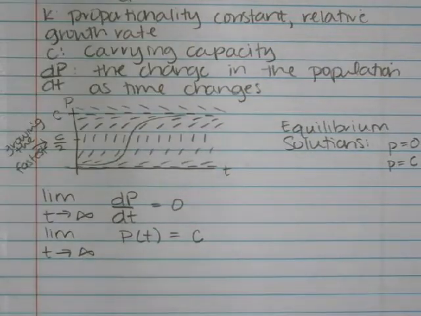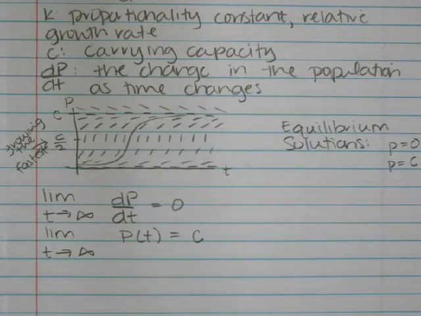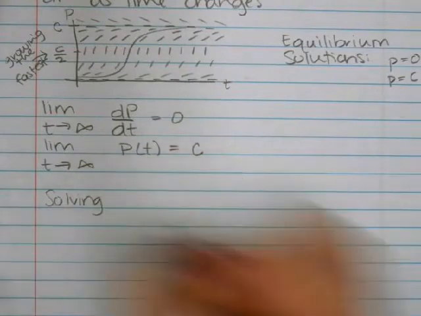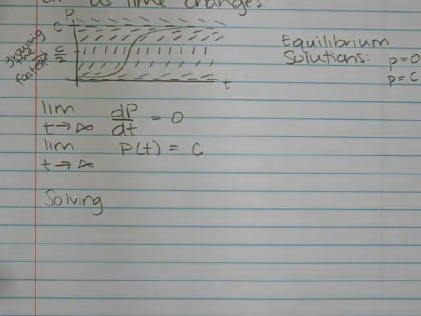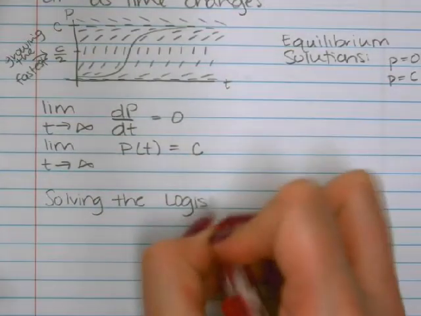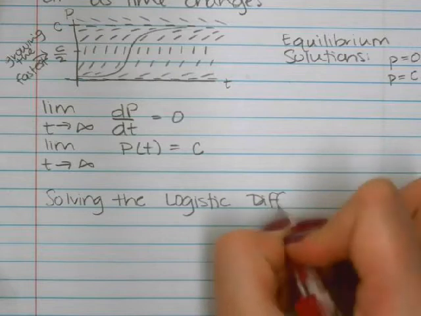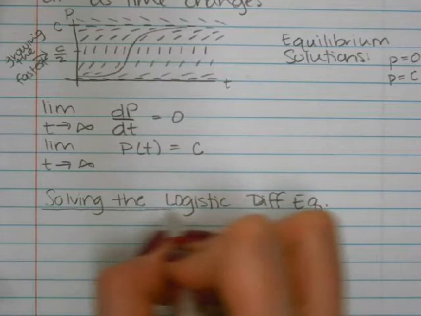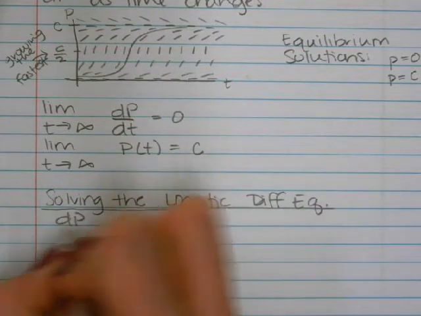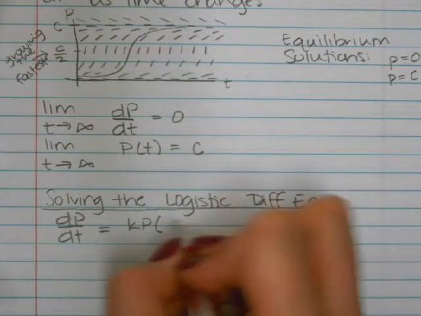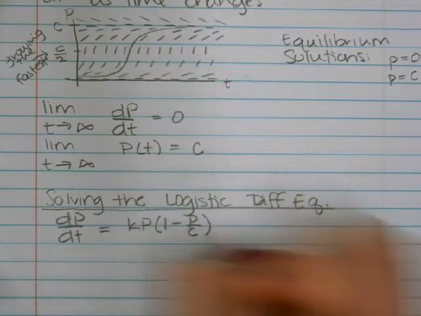All right. So now we're going to go ahead and look at how we could solve the differential equation. And solving the differential equation is actually where the equation of a logistic function comes from. So I'm going to say solving the logistic differential equation. So to start with, we have dP/dt equals k times P multiplied by 1 minus P over C.